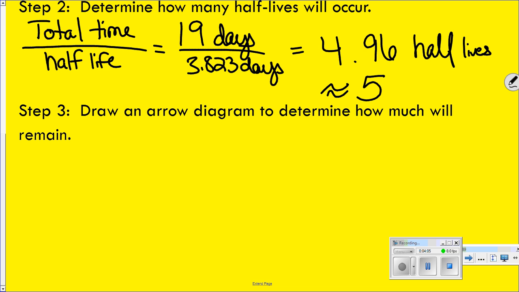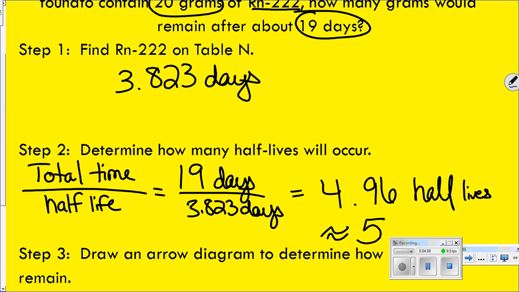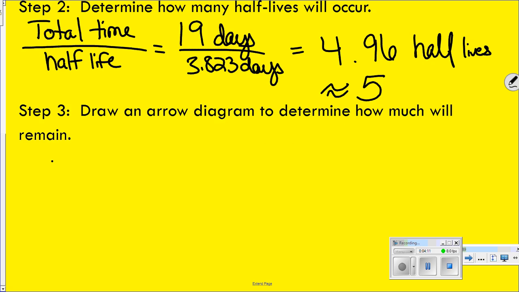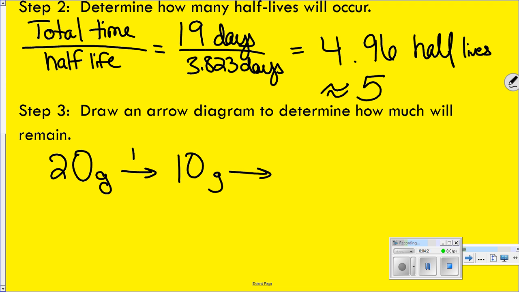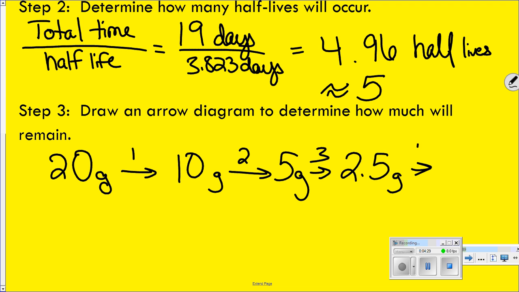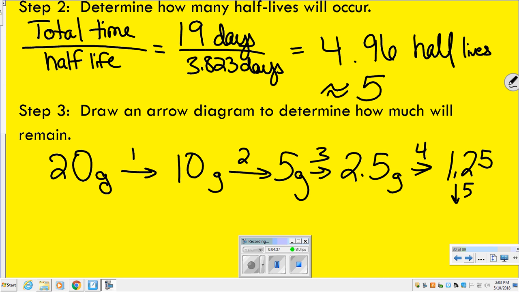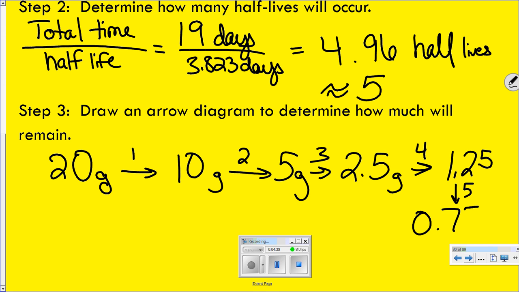Now we're going to draw something I call an arrow diagram. So we have to look back at our starting amount. We initially had 20 grams. Let's see how many half-lives are going to pass here. If we had 20 grams to start with, 1 half-life gets us down to 10 grams. 2 half-lives gets us down to 5 grams. 3 half-lives gets us down to 2.5 grams. 4 half-lives gets us down to 1.25 grams. And 5 half-lives gets us down to our answer, which is 0.75 grams of radon remaining.